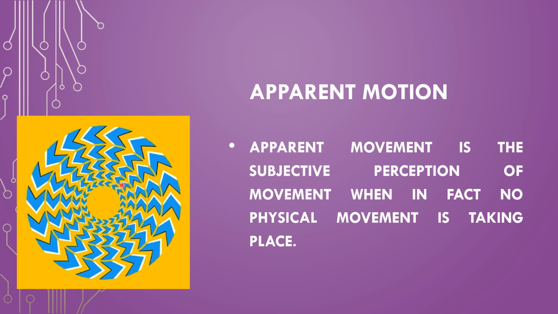In this image, if you look at this image and then you suddenly change your view from this, you feel like this is moving. So that is apparent movement. In real, it is not moving, but we feel like it is moving. It is a subjective perception also.